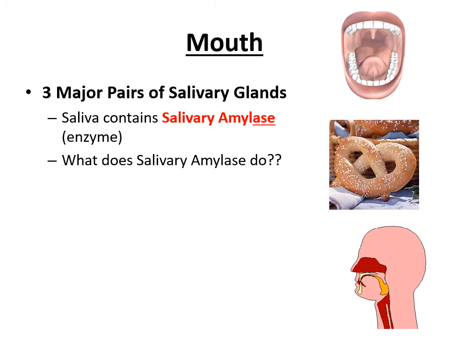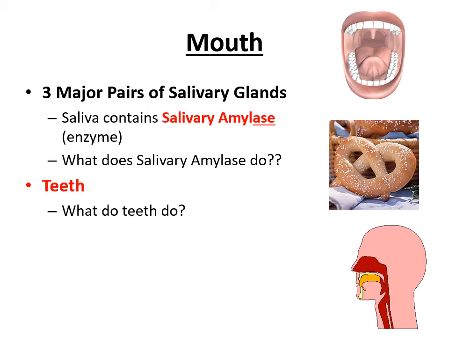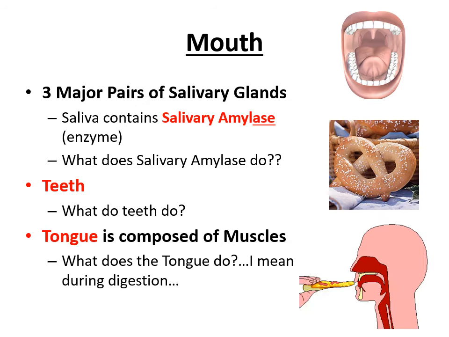Now, in addition to your saliva, you also have teeth in your mouth. And what do your teeth do? Well, we just mentioned they tear, grind, and chew food. And what kind of teeth do you have? You have a variety of different kinds because you're an omnivore. Okay? The last part of your mouth that's helping with digestion is your tongue. And your tongue is made up of a whole bunch of muscles, which is important because not only does that help you speak, but it's important because your tongue helps mix the chewed food with saliva.